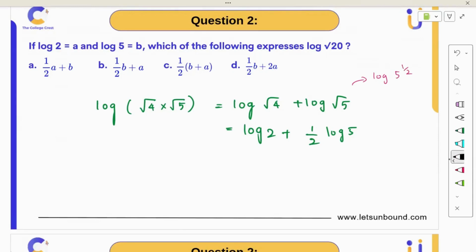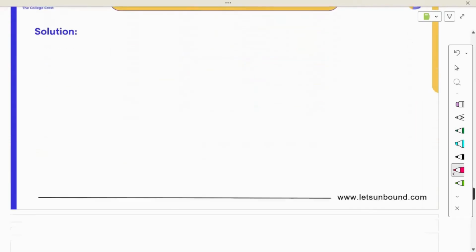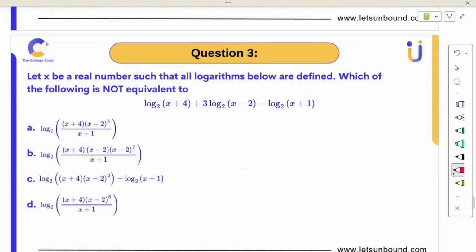So we got it. What is log 2? It's represented by A. Plus half log 5, and log 5 is B. That's a simple manipulation we applied here. Great. And question number 3, the last question.